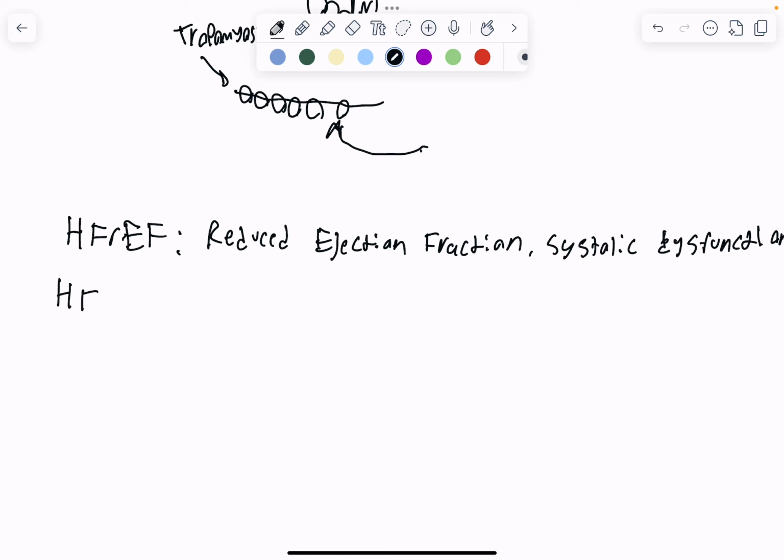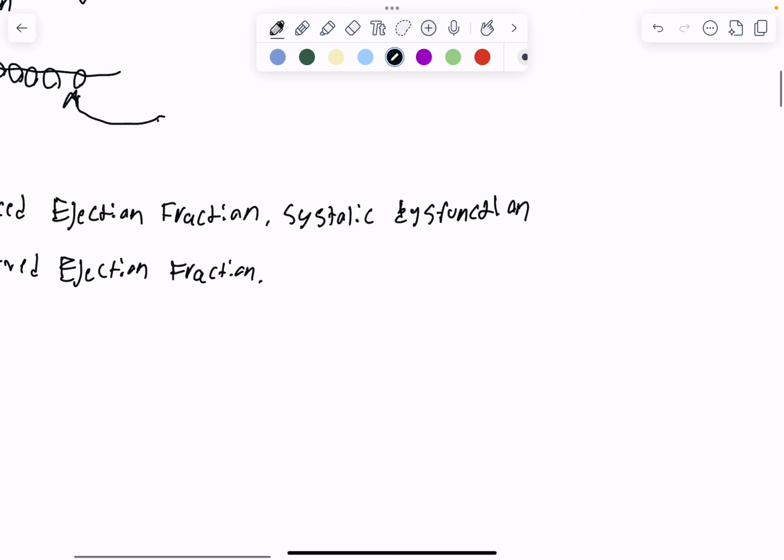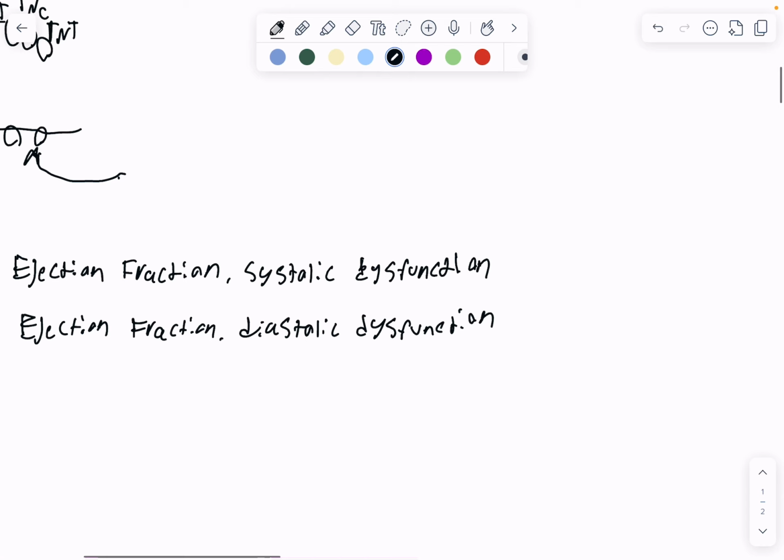And so the other type of heart failure is HFpEF, which is preserved ejection fraction. And instead of systolic, it is diastolic dysfunction. And it's whenever the heart is stiff, it doesn't have the same stretch that it normally does, and it doesn't fill well, so that's where the diastolic comes in.